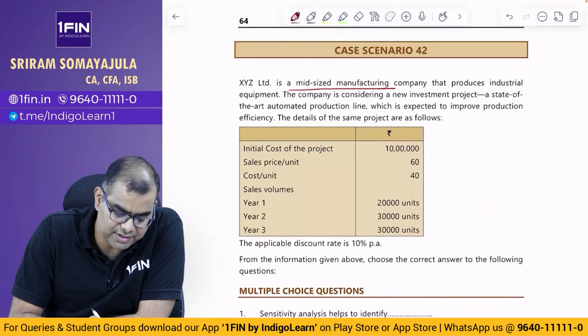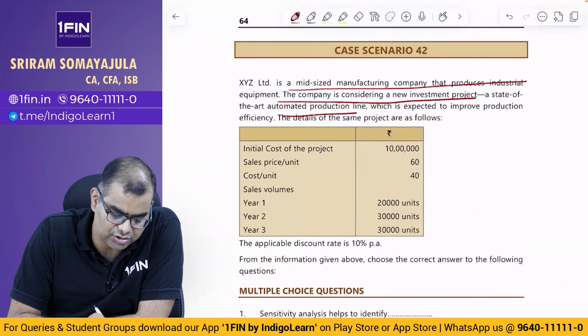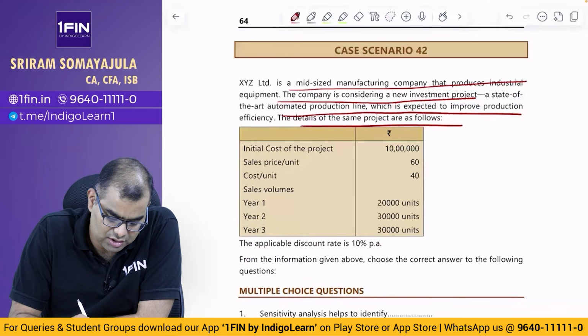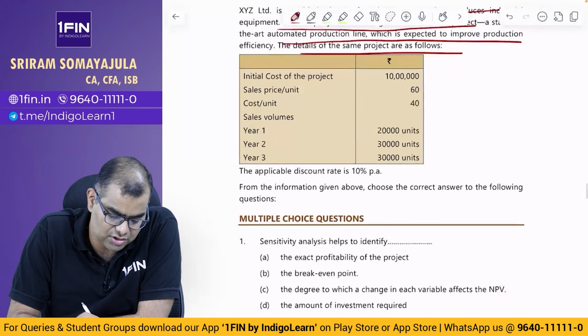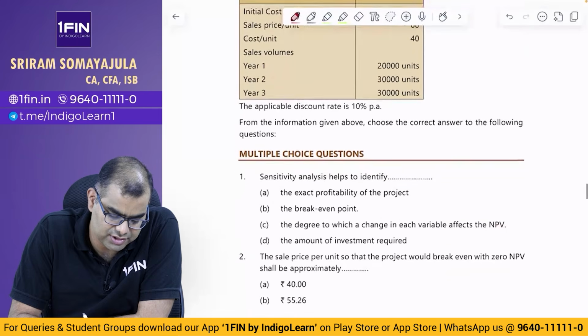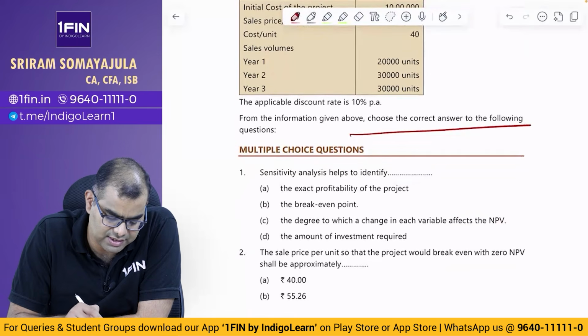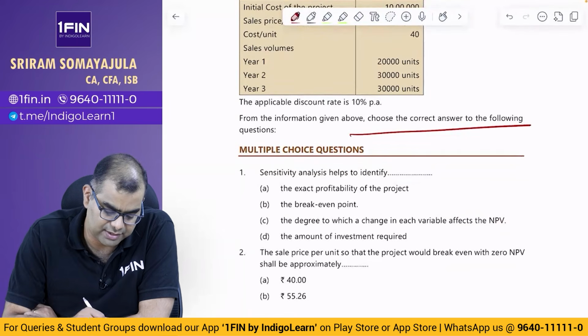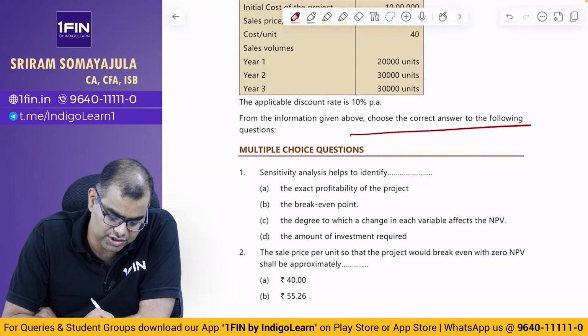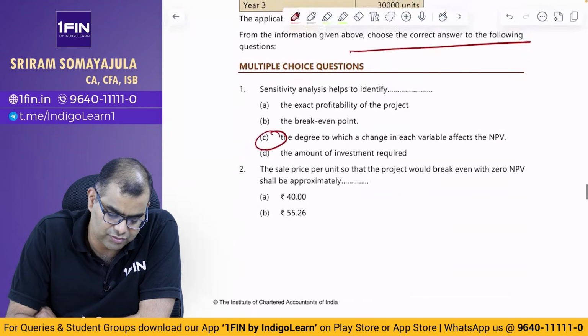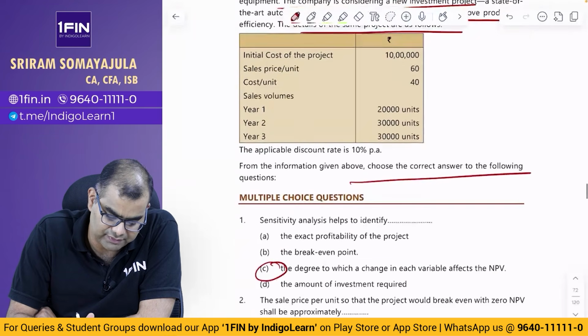XYZ is a mid-sized manufacturing company that produces industrial equipment. The company is considering new investment projects, a state-of-the-art automation production line, which is expected to improve production efficiency. The details are as follows: initial project cost, sales price, cost, sales volume. Applicable discount rate is 10%. From the above, choose the correct answer. Sensitivity helps to identify what? The degree to which a change in each variable affects the NPV. That is the answer. For the sale price, the project will break even at 0 NPV.